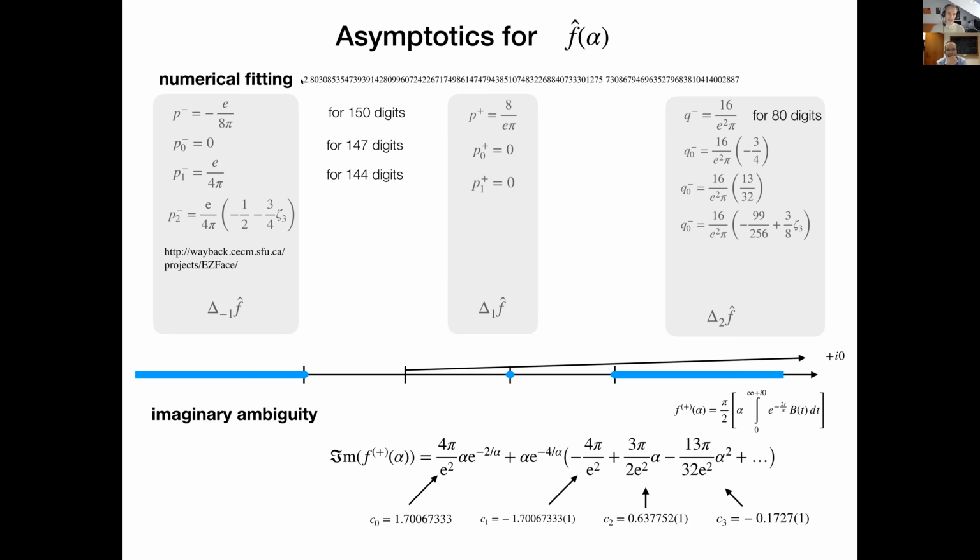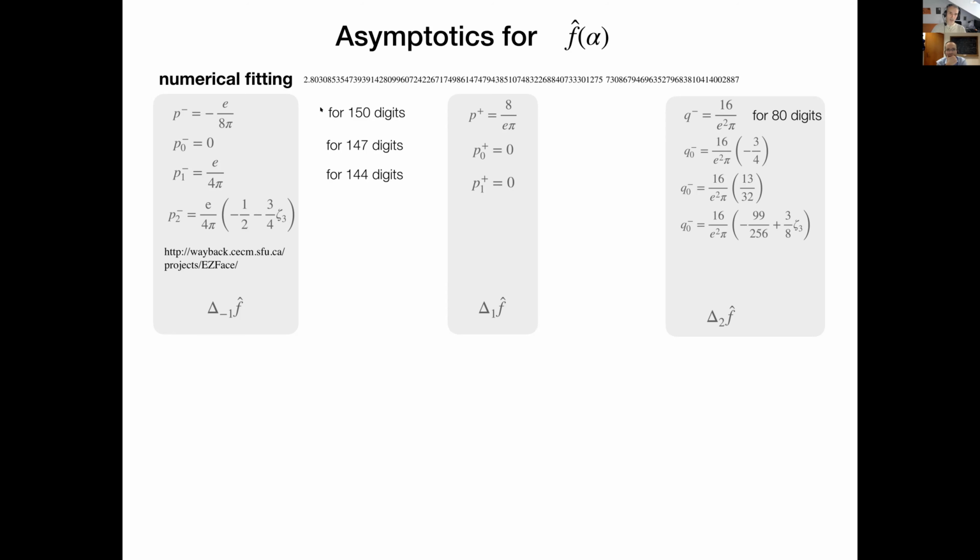I think this is exactly the number I put here on the top. But there is a very nice web page, and I put it here, this easy face web page. So you just take this big number, truncate to 50 digits, go to the web page, plug it in, and ask: what combination of the zeta functions, zeta 1 and zeta 3, is this function?